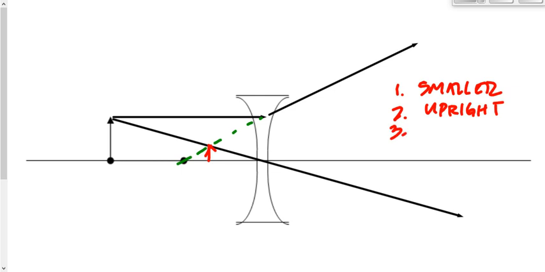Real or virtual, Bruce? It's going to be virtual, yeah. Now, we say virtual when two dotted lines intersect. Really, we have the two dotted lines there, right? We just haven't drawn the extended second ray back, so we don't see the second dotted line, but that's really what it is. Once again, the pattern holds. If it's virtual, it's upright. If it's real, it's inverted.